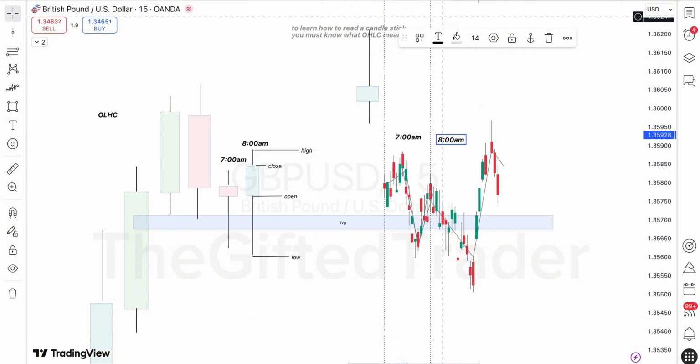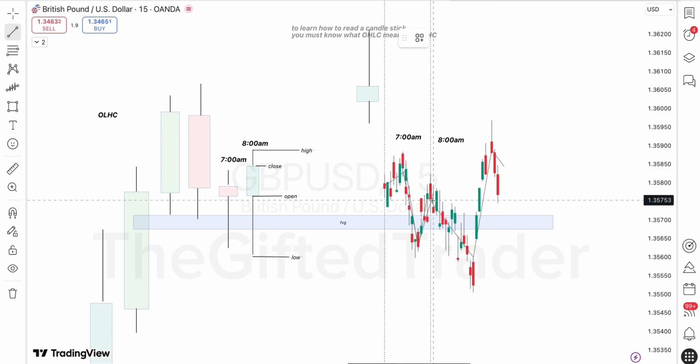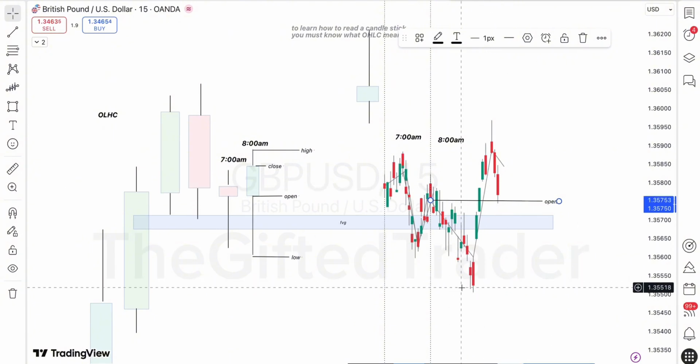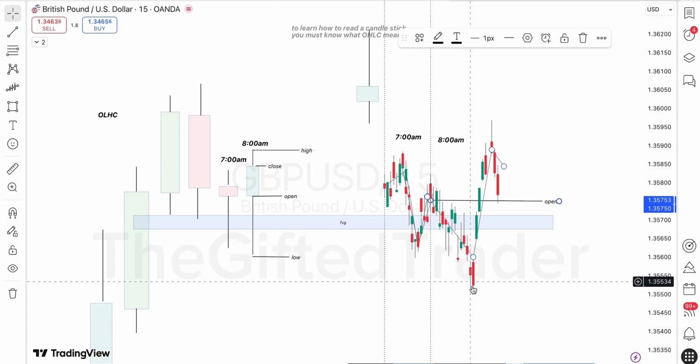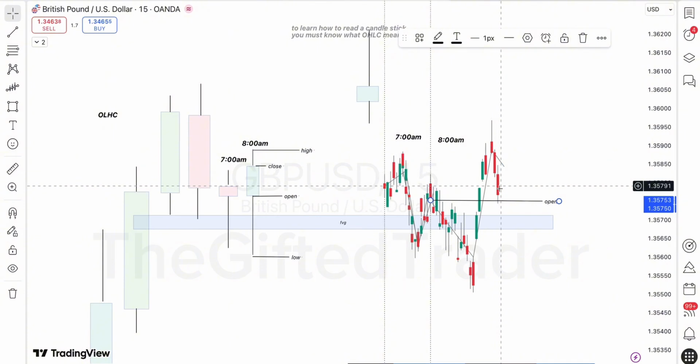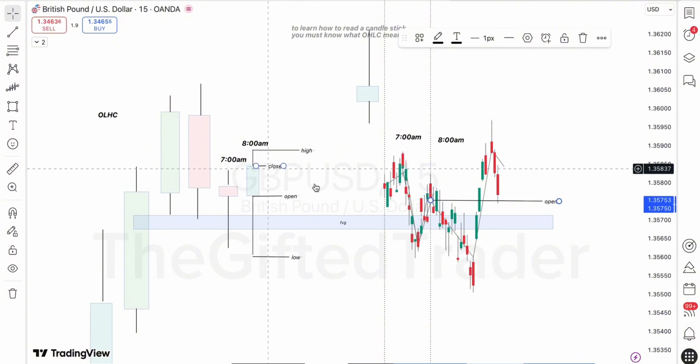Let me draw the line so it will be easy. This is the open, right? This is the low, that is this low right here. This is the high, that is this high right here. And this is where it closed. That is closed right here.